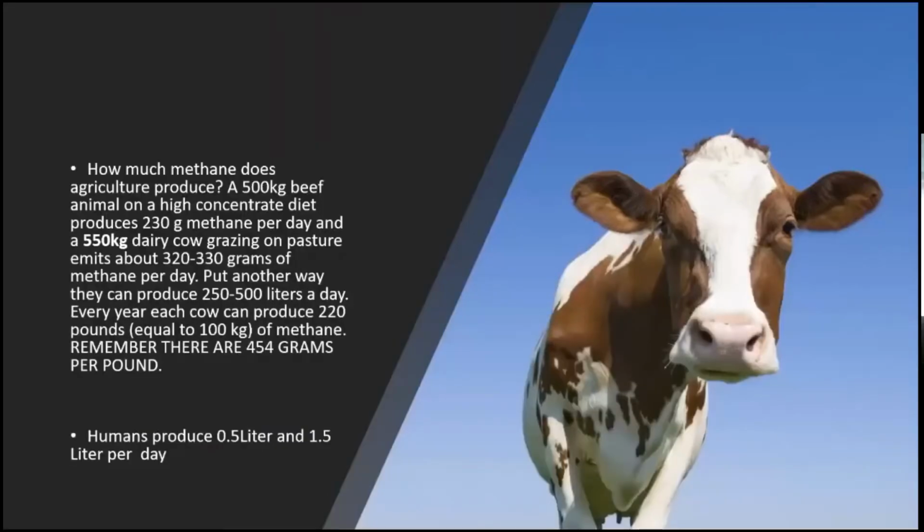Now, how much methane does agriculture produce? Here we see a 500 kilogram beef animal. Now, a kilogram is equal to 2.206 pounds, so they weigh a lot. You multiply roughly 2.2 times the number of kilograms, and that tells you how many pounds. In other words, a kilogram is 2.2 pounds.